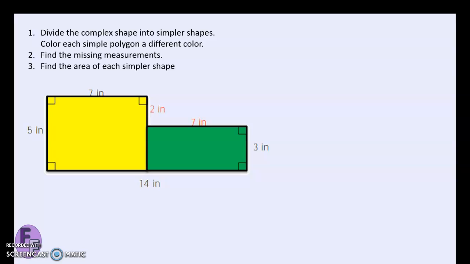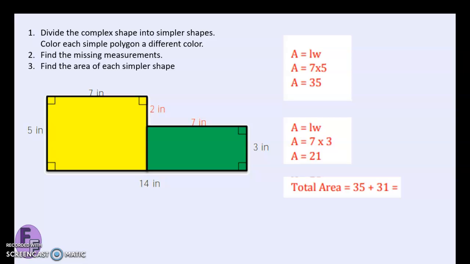First, we have to find the area of the yellow rectangle. That's a 7 by 5. Then find the area of the green rectangle. That's a 7 by 3. Add your 2 areas together, and you get a total of 56 inches squared.